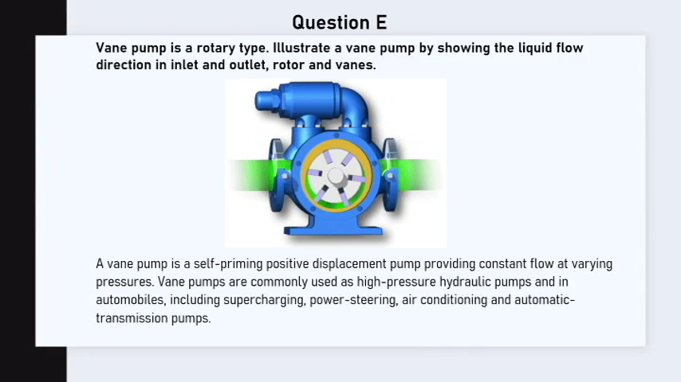Question E. Vane pump is a rotary pump. Illustrate the vane pump by showing the liquid flow direction in inlet and outlet, rotor and vanes. First of all, what is a vane pump? A vane pump is a self-priming positive displacement pump providing constant flow at varying pressures. Vane pumps are commonly used as high-pressure hydraulic pumps and in automobiles, including supercharging, power steering, air conditioning, and automatic transmission pumps.